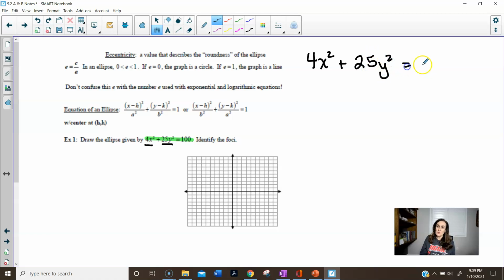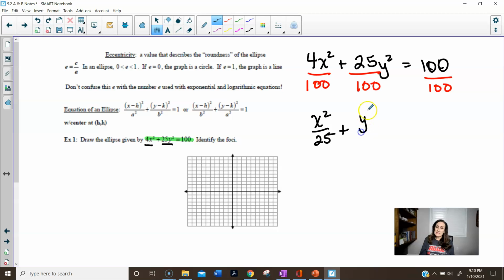The first thing you want to do is you want this equation to be equal to 1. So how do you make 100 equal to 1? You would divide everything by 100. So we're just dividing every single thing by 100. Now 4 over 100 is going to reduce as x squared over 25. 4 goes into 4 once, don't need the 1 there, and 4 goes into 100 25 times. 25 goes into 25 once, so that's y squared, and 25 goes into 100 4 times, equals 1.